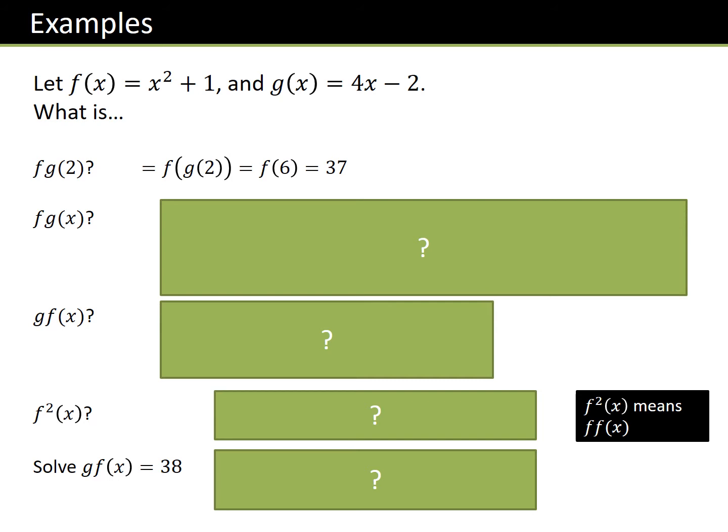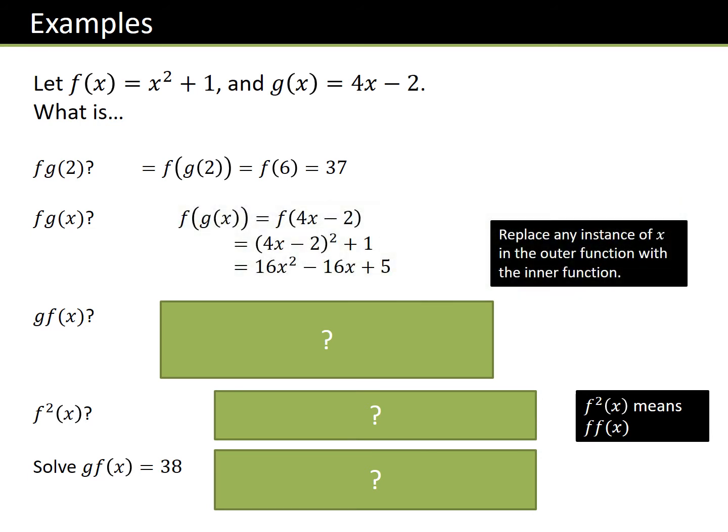So now let's look at fg of x, just x. So here I'm just putting an x in. So fg of x means f of 4x minus 2. This 4x minus 2 is our new x part, so we replace the x in the equation by 4x minus 2. So it's (4x minus 2) all squared plus 1. If we multiply out and tidy it up, we'll get 16x squared minus 16x plus 5. So what I've done here is I've replaced any instance of x in the outer function with the inner function.